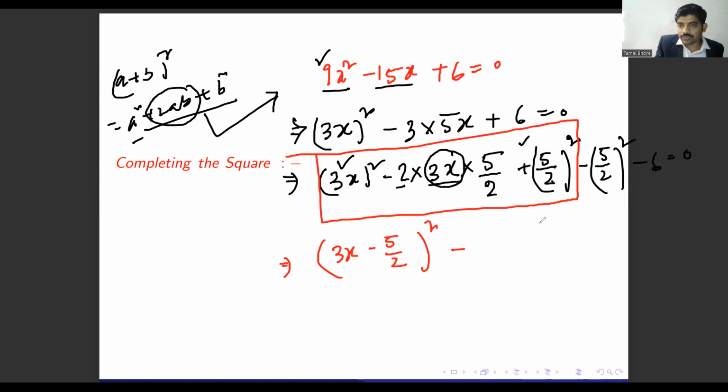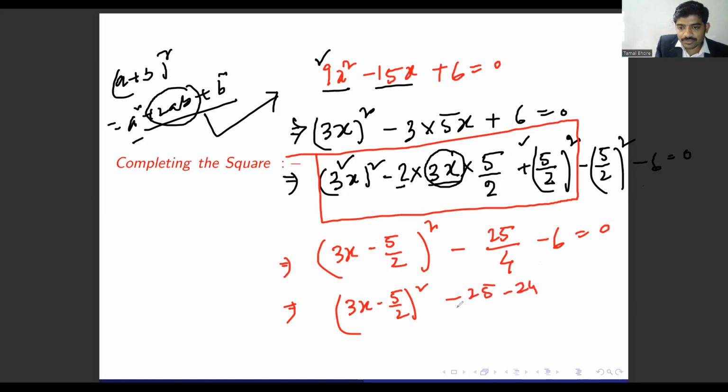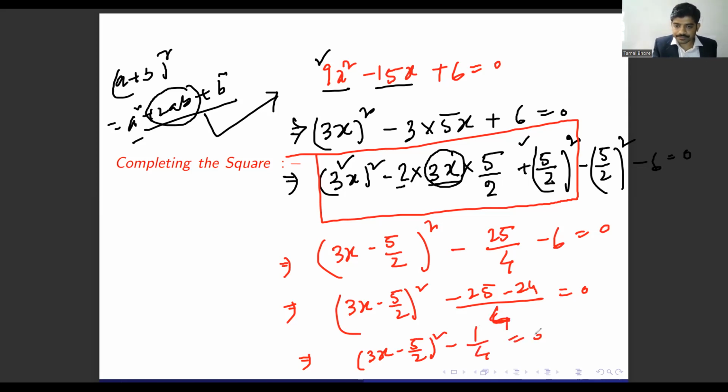And this minus 5 by 2 whole square is nothing but 25 by 4, and minus 6 is equal to 0. So basically you are getting 3x minus 5 by 2 whole square. And if I do this, this is minus (25 minus 24) by 4 equal to 0. So I am getting 3x minus 5 by 2 whole square minus 1 by 4 is equal to 0. Okay, so I'm doing the remaining part here. 3x minus 5 by 2 whole square is equal to 1 by 4.